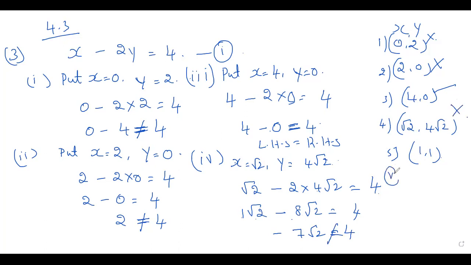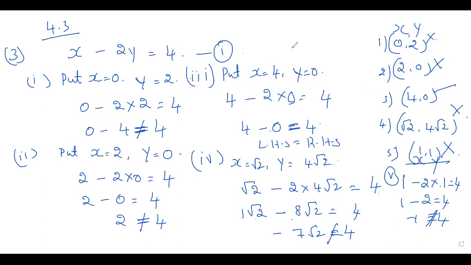What about the last one? X is 1, y is 1. 1 minus 2 into 1 is equal to 0. 1 minus 2 into 1 is, so minus 1 is equal to 4. So this is also not the solution. So we have only one correct solution, that is the third one.